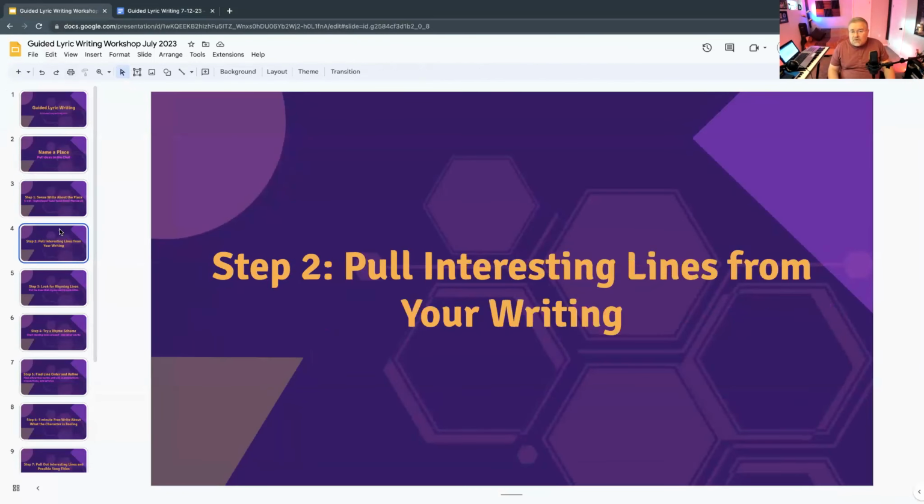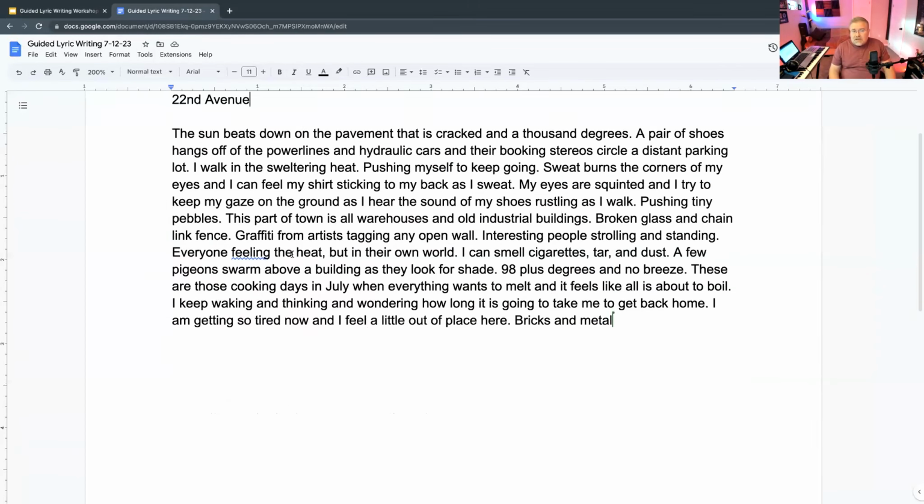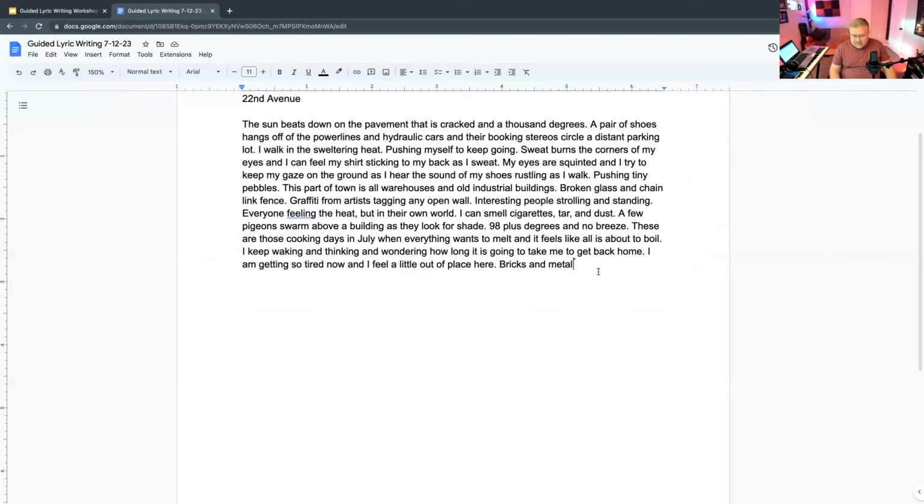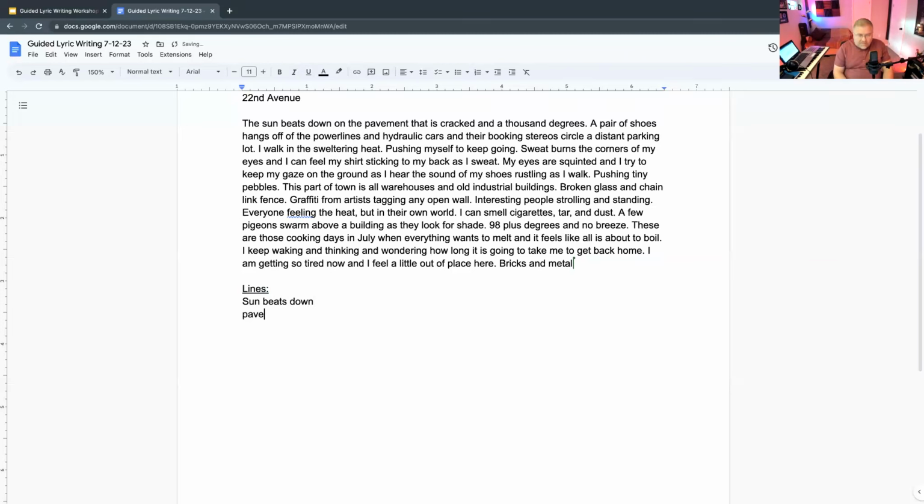So the next step that we're going to do is pull interesting lines from what you had written. Usually, as I am writing like this, I will make a column and I'll just call it lines. I like to separate it from the rest of what I'm doing. And then I will just retype. So for instance, a line here is sun beats down. Pavement cracked and 1,000 degrees. So I'm going to go through this whole writing and pull out all of the little phrases that stand on their own. Another example would be pair of shoes hangs off of the power lines.